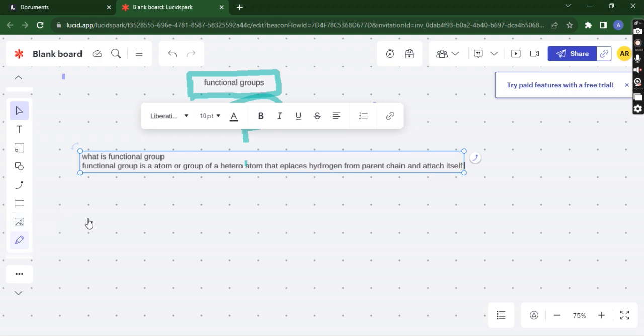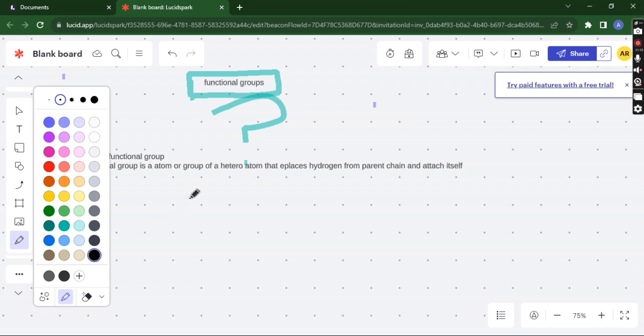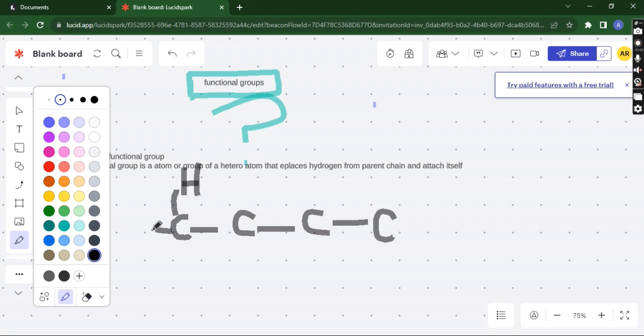For instance, let me show you what it exactly means. We know that this is carbon, and yet again one more carbon. For example, this is butane. We know that here we have three hydrogens, one hydrogen here, then another hydrogen here, and another here. And yet again the same process repeats. I'm not going to write it all, but I'm going to write this as CH2. Here we have CH2.